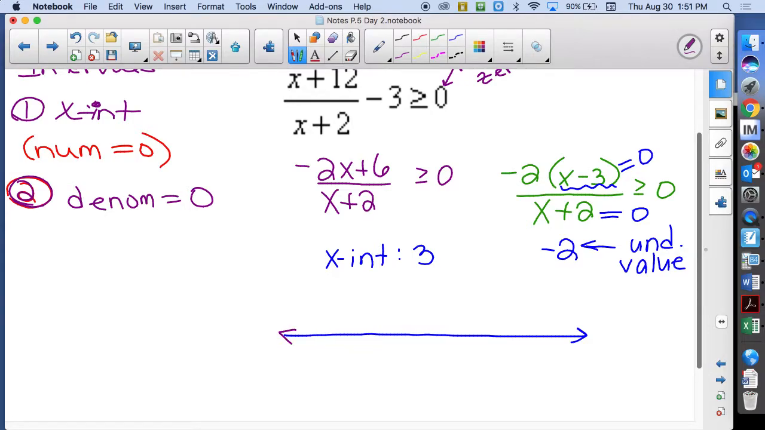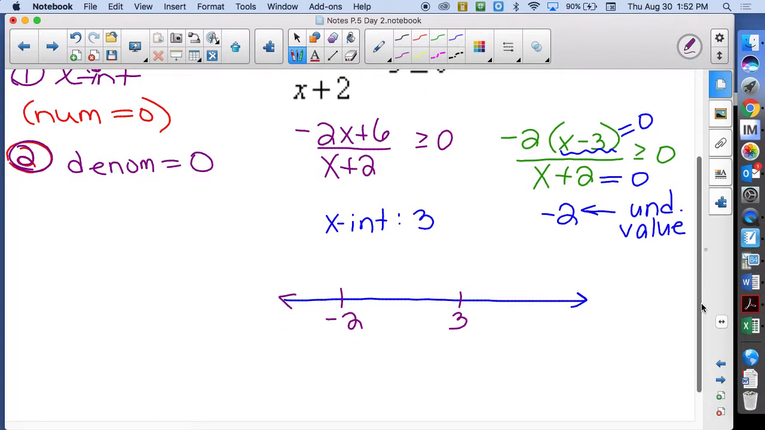I think we're good now. So we have -2 and 3. There aren't any other numbers because there's just one x-intercept, one value that makes the denominator undefined or equal to 0. So Libby, I'm going to trust that you're going to give me a couple good numbers that we could plug in. -1.